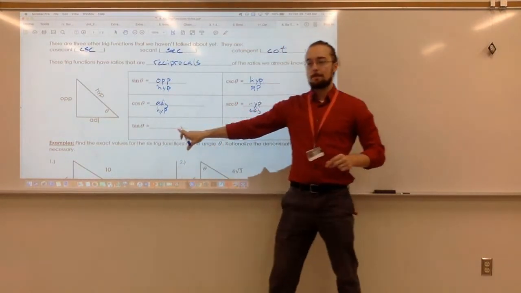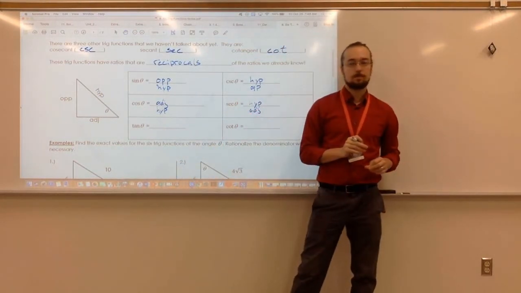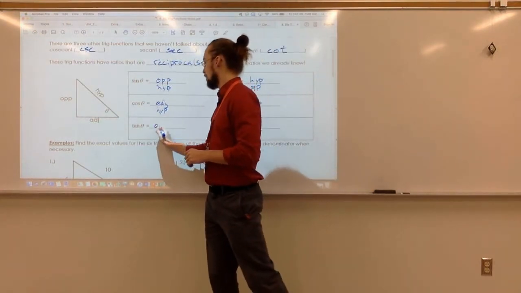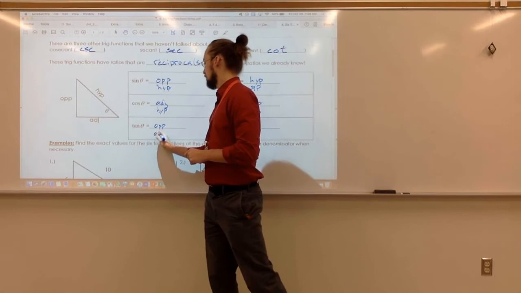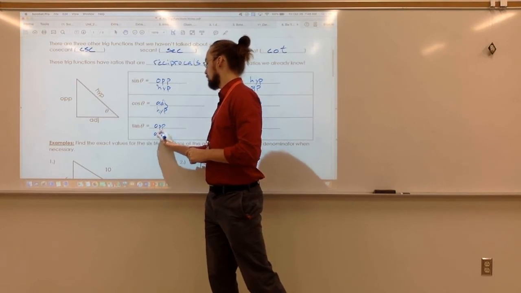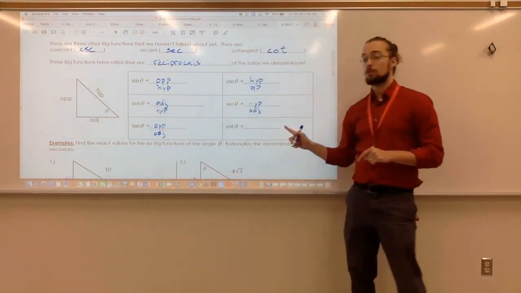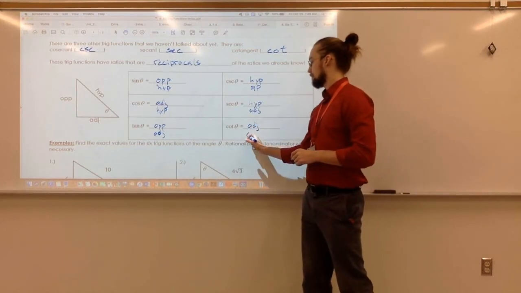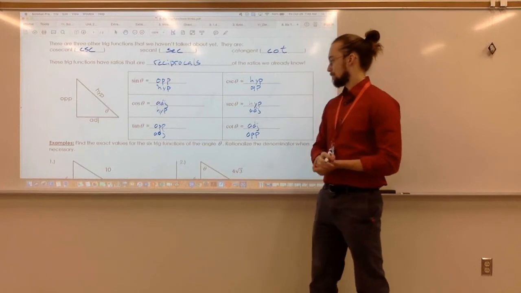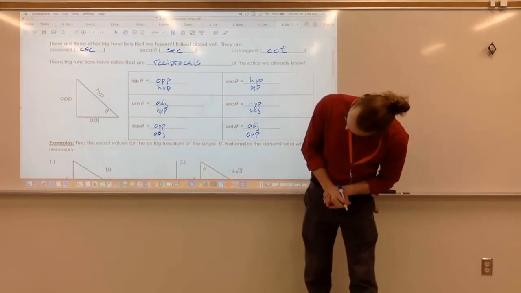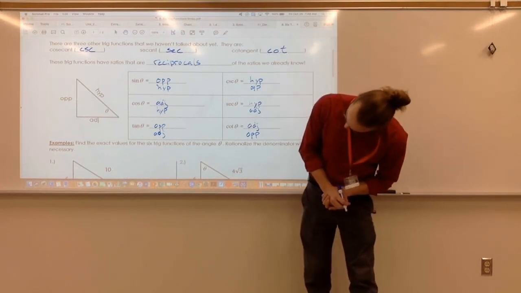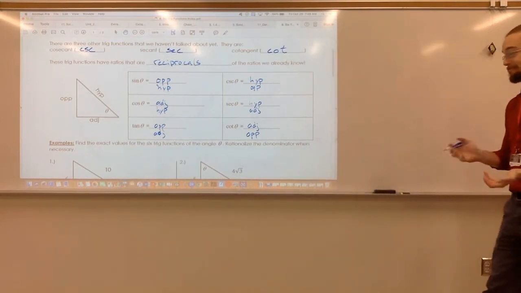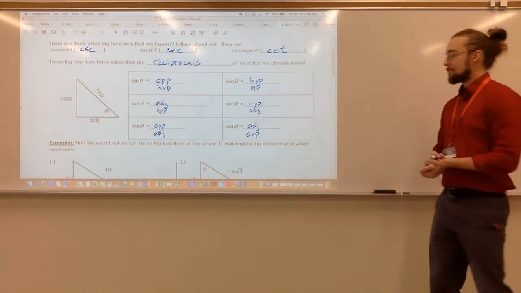What's tangent? Opposite over adjacent, TOA. So cotangent is the reciprocal of tangent. Adjacent over opposite. They look like the others, except circle backwards.